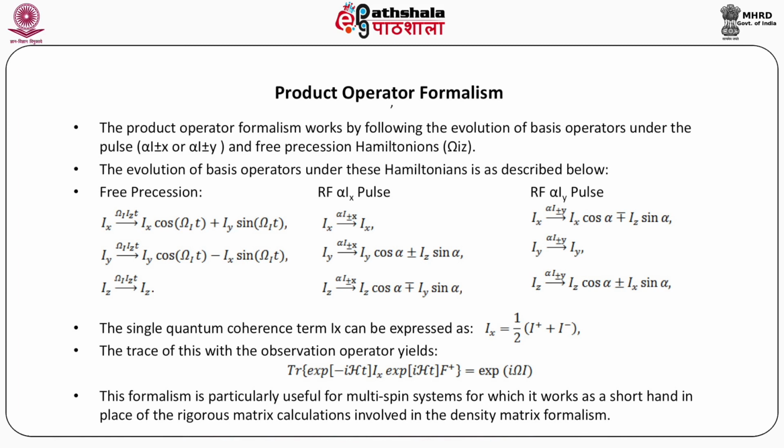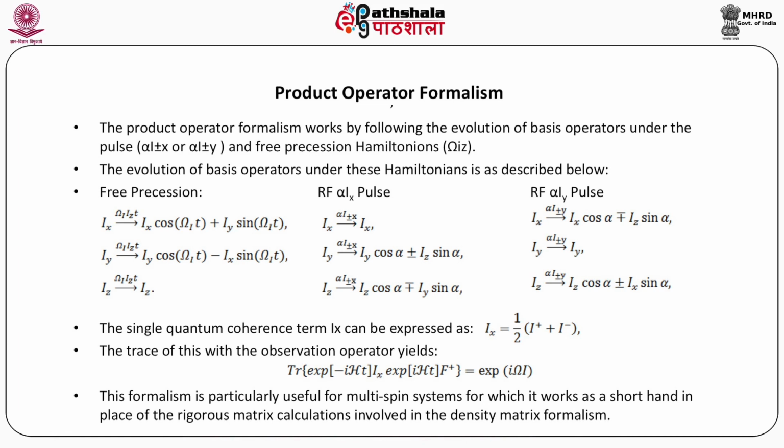So, Ix in free precession leads to Ix cos omega 1 t plus Iy sin omega 1 t. Iy leads to Iy cos omega 1 t minus Ix sin omega 1 t, and Iz has no change when this free precession Hamiltonian is applied. When the pulse around the x-axis is applied to Ix, there is no change. When an alpha Ix pulse is applied to Iy, you have Iy cos alpha plus minus Iz sin alpha, and when it is applied to Iz, you have Iz cos alpha minus plus Iy sin alpha.